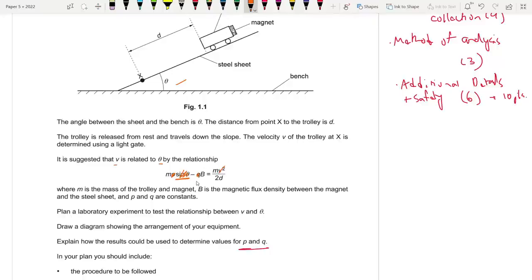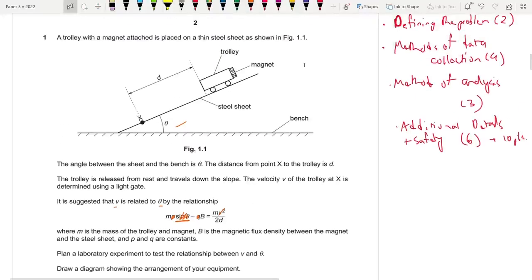What about the other ones? What do we have remaining? We have mass, we have magnetic flux density, and we have the distance from which the trolley is going to be released every time. So out of these three, any one of these could be the control variable. You had no idea of knowing.